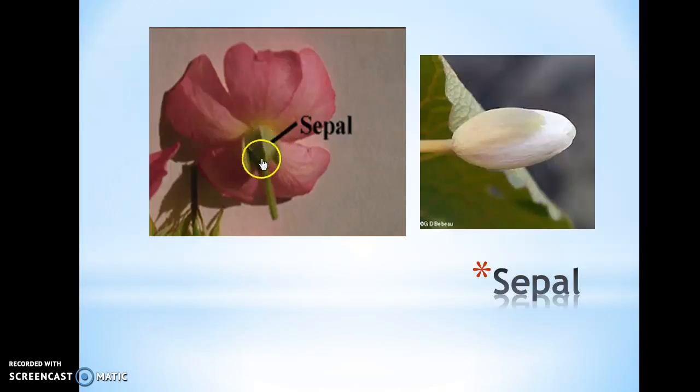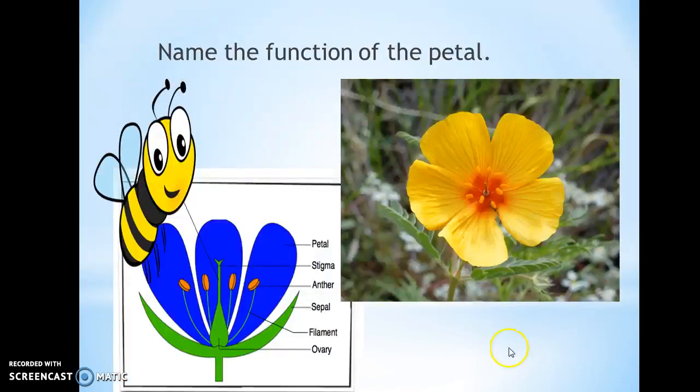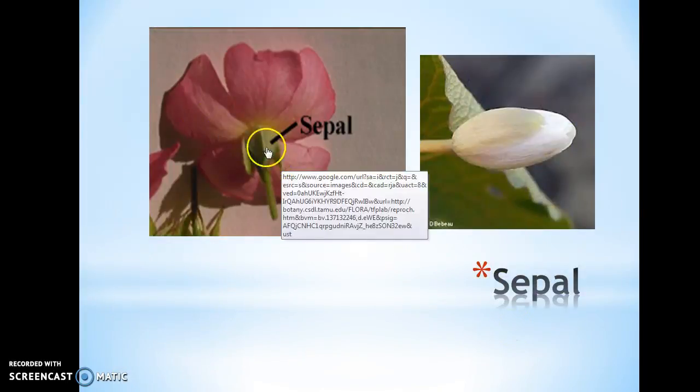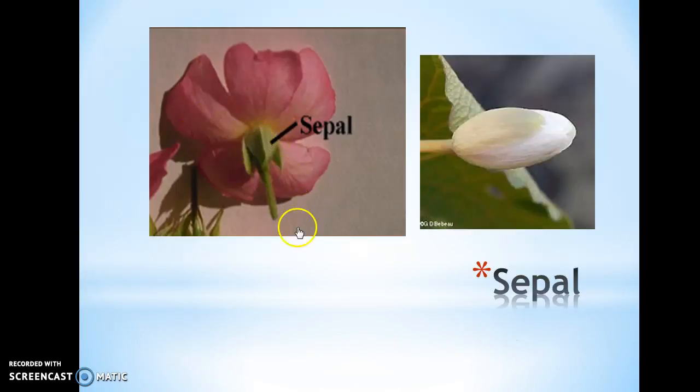So in real life, this is what it would look like. And then if I go back, you can see on the diagram, it looks like this. So it almost looks like little leaves coming out of the flower. But in real life, it would look more like just the bottom part of the flower. And it actually has a job. Its job is to protect the flower before it blooms and before it opens. So you can see on the right hand side, the flower is closed up. It hasn't bloomed yet. So the sepal is protecting the flower.